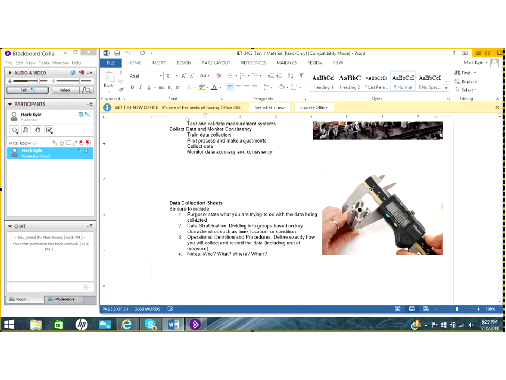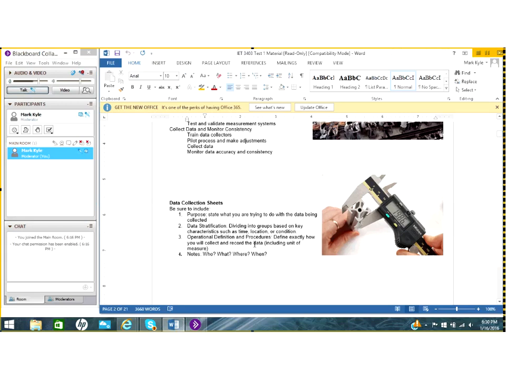When you make a data collection sheet, you need to be able to include these four things. First, the purpose. State what you are trying to do with the data that's being collected. Two, you need to have data stratification capability, dividing them into groups based on key characteristics such as the time it was collected, the location or the condition, and a lot of different things like that. Number three, you need to have the operational definition and procedures well defined.